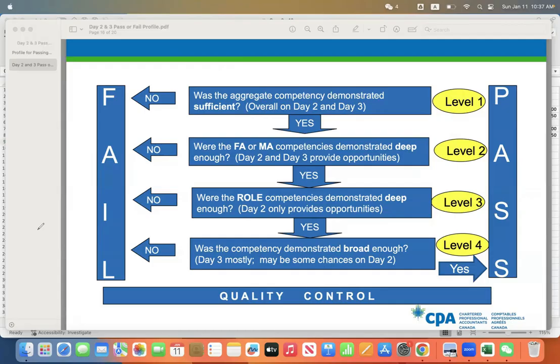And overall, let's talk about level four. Level four is what you have the opportunity for in day three. Level four is that for all six competency areas you have to reach RC. RC is reaching competent. The six competency areas are financial reporting, management accounting, assurance, finance, taxation, and strategy and governance. So here's something about the exam strategy.